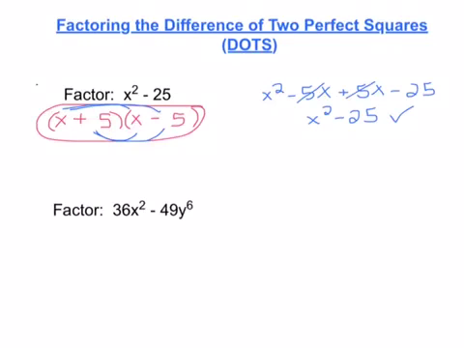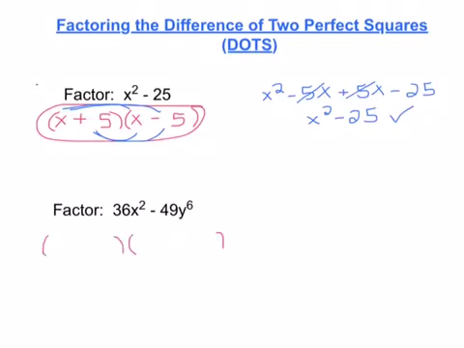So if you take a look at this next example, again, first thing you say to yourself is, is it a difference? Yes, it is. Okay, we have a subtraction sign there. If it's an addition, you can't factor it like this. And both of these are perfect squares. All right, so great. Let's set up our two sets of parentheses.